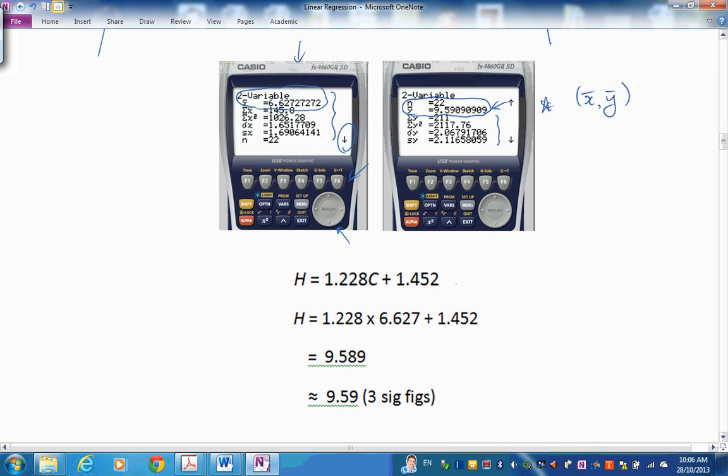I put it in. Here's our model. We say that h is approximately 1.228c plus 1.452. It's our model, or our predicted h, if you like. Okay, let's put the means in. Here's the mean for x, that's for the city value. And here we add on the 1.452, and what do we get? Yes, y is approximately equal to y bar, or the h bar, if you like, in context there.